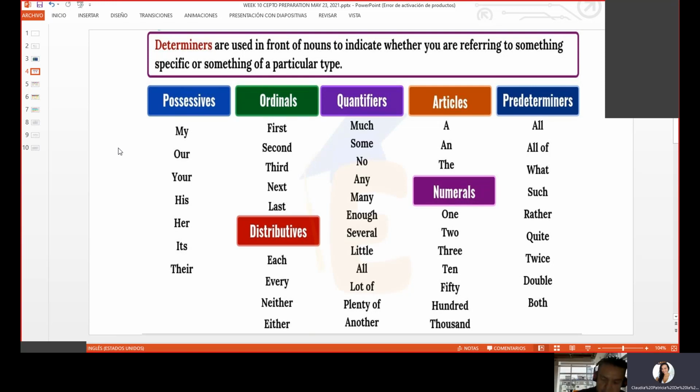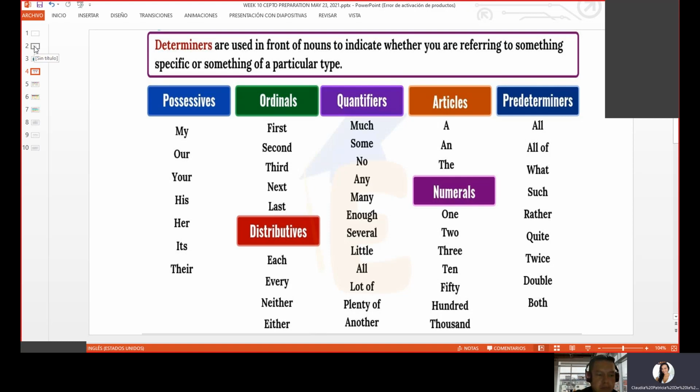Determiners are used in front of nouns to indicate whether you are referring to something specific or something of a particular type. For example, in here we have the different types of determiners: possessives, ordinals, quantifiers, articles, predeterminers, distributives, and numerals. Okay, teacher. Questions?